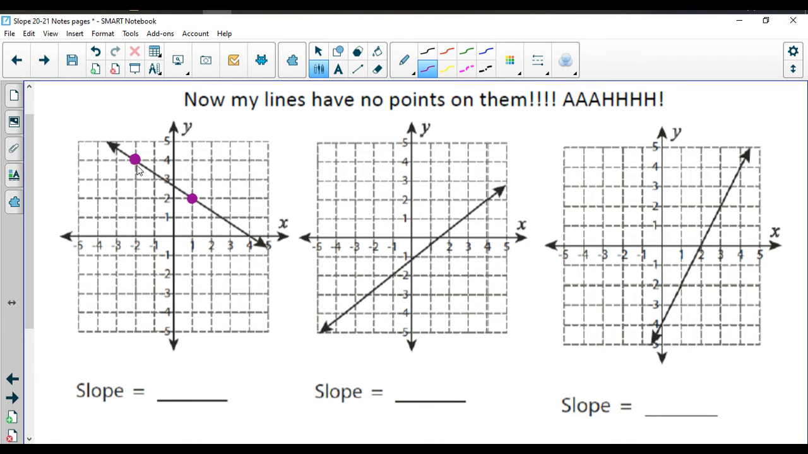So to go from left to right, I'm going to move down 2, 1, 2, 3 to the right. So my slope is -2/3, and that is reduced and good to go.